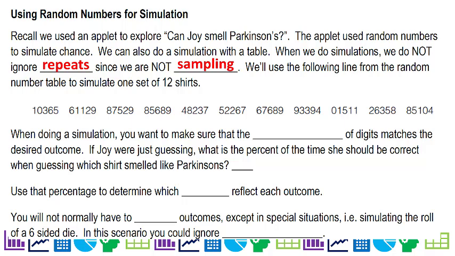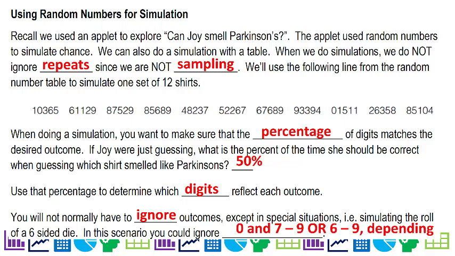So this is this line of random numbers that I pulled from the table. And when you're doing a simulation, you just want to make sure that the percentage of digits matches the desired outcome. So on this one, if Joy were guessing, what percent of the time should she be correct when guessing which shirt smelled like Parkinson's? Well, she should be right about 50% of the time. And then you can use that percentage to determine which digits reflect each outcome. You will not normally have to ignore outcomes because typically if we're doing a percentage, that does go to 100, or 1,000 if you're doing decimals, or 10,000, or even 10 if you're just doing multiples of 10%. So in this scenario, you could ignore, well, actually your failure is 0 and 7.